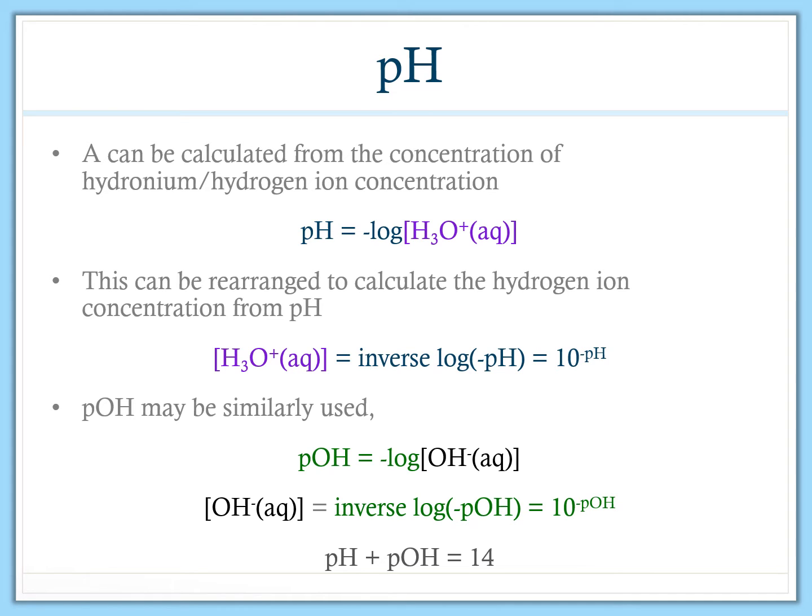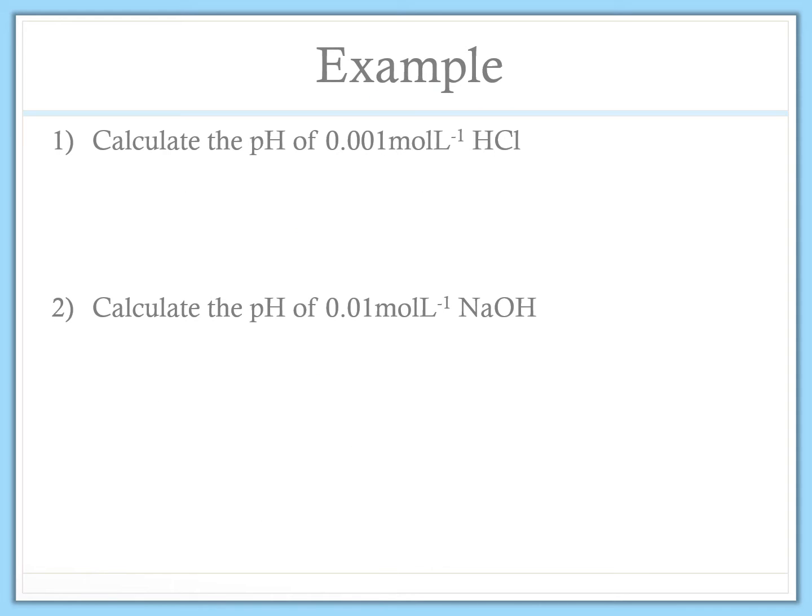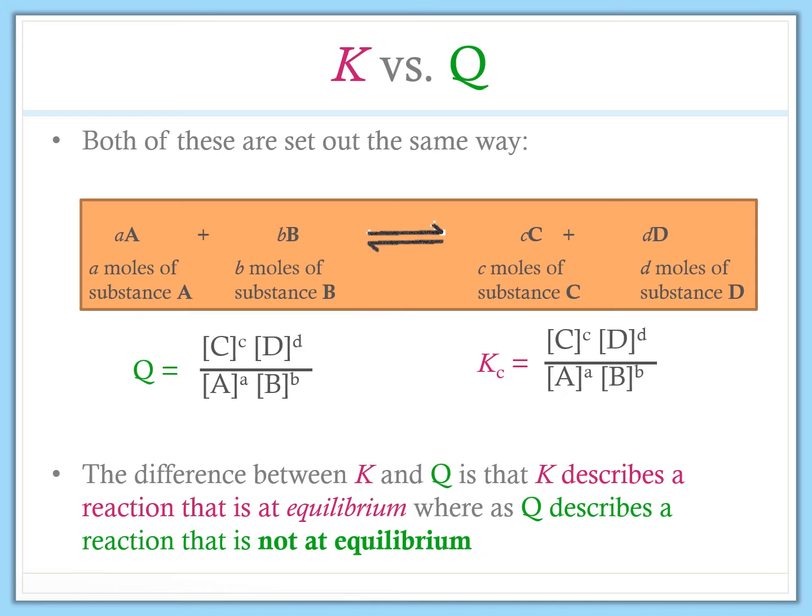Also, pH plus pOH equals 14. So if you know pH, you can calculate pOH and find the concentration of hydroxide from that. For example, if you want to calculate the pH of 0.001 mole per liter hydrochloric acid, you need to find the concentration of hydronium. In this case, it is 0.001 moles per liter, and then take the negative log of it. And that will give you the pH.